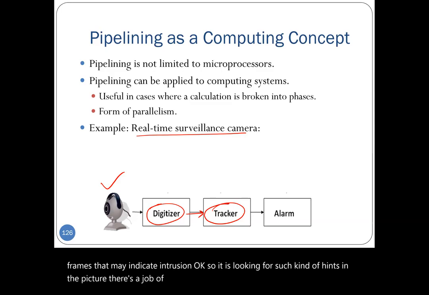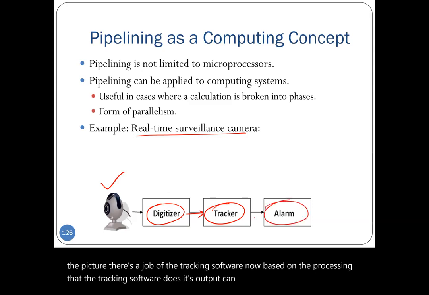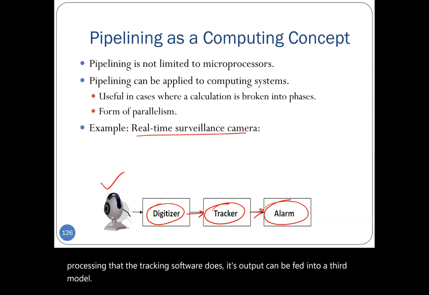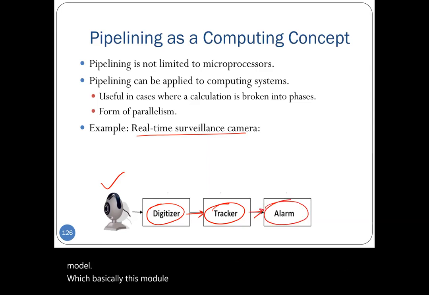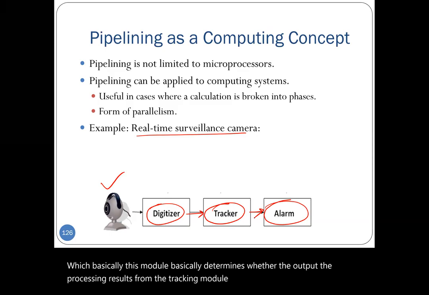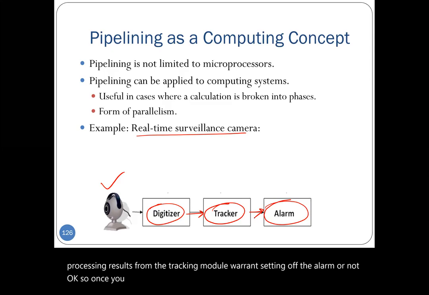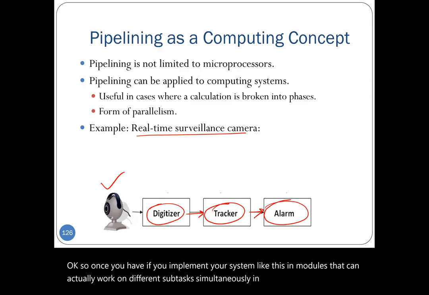Now, based on the processing that the tracking software does, its output can be fed into a third module, which determines whether the processing results from the tracking module warrant setting off the alarm or not. If you implement your system like this, in modules that can work on different subtasks simultaneously in parallel, you will have a pipeline going for this surveillance task.